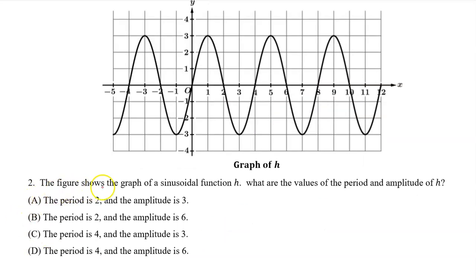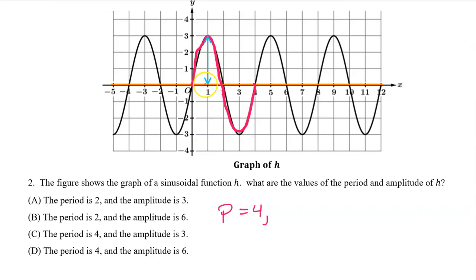Number 2. The figure shows the graph of a sinusoidal function h. What are the values of the period and the amplitude of h? Well, one period of this function starts at 0 and ends at 4. Therefore, the period is 4.